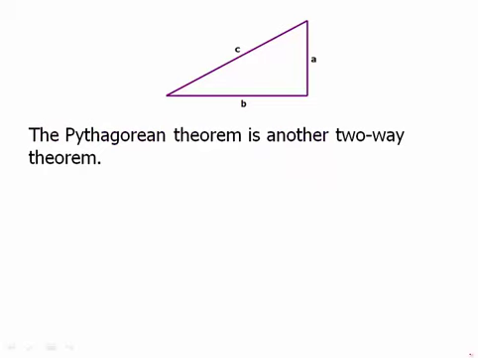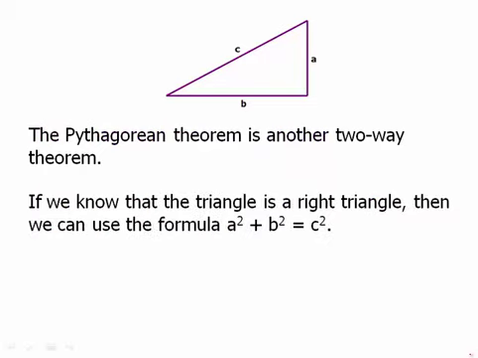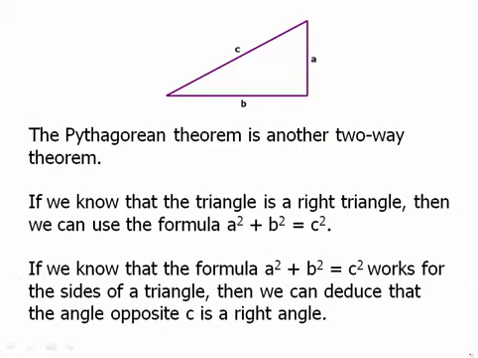Notice also this is a two-way theorem. What do I mean by that? If we know the triangle is a right triangle, then we can use the formula a squared plus b squared equals c squared. If we know the formula a squared plus b squared equals c squared works with the sides of a triangle, then we can deduce that the angle opposite the c is a right angle. So we can use the right angle to deduce that we can use the formula, or if the formula works, we can deduce that we have a right angle. It works either way.